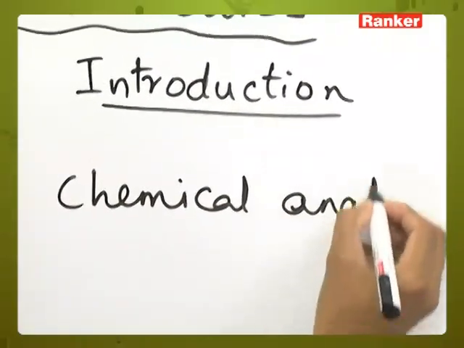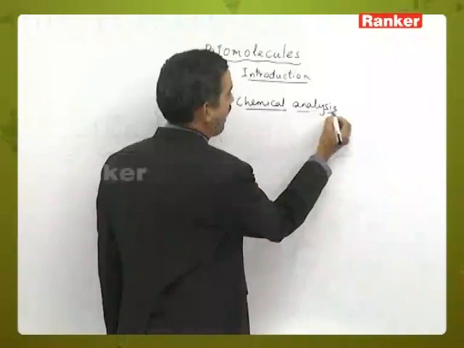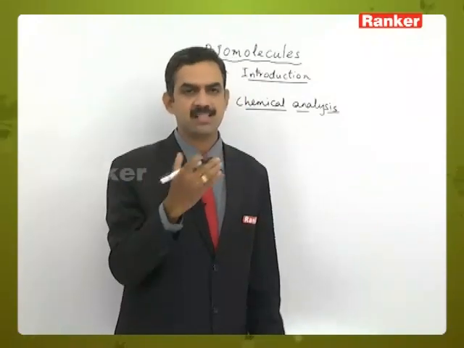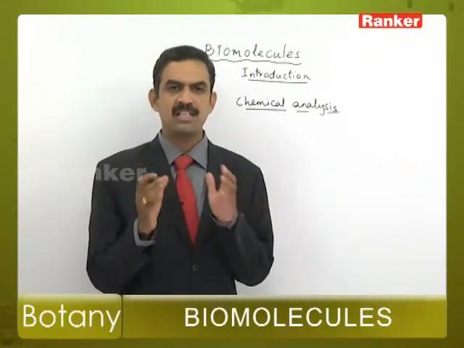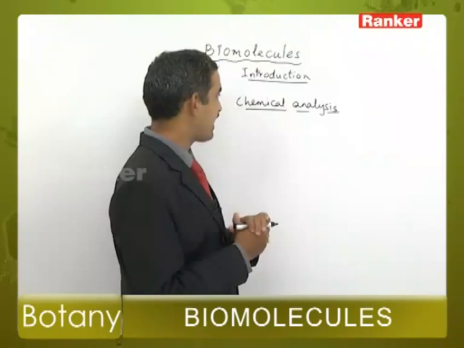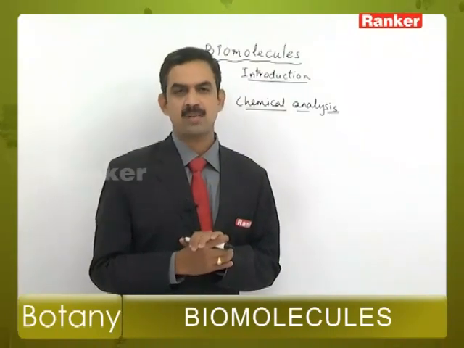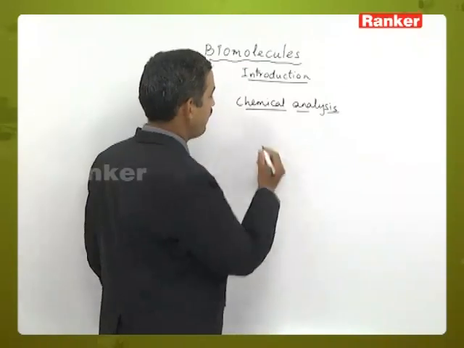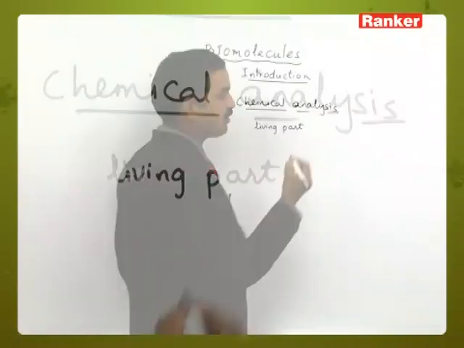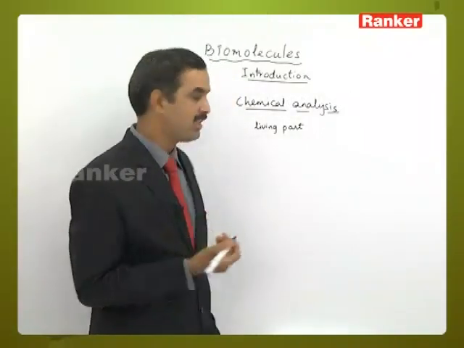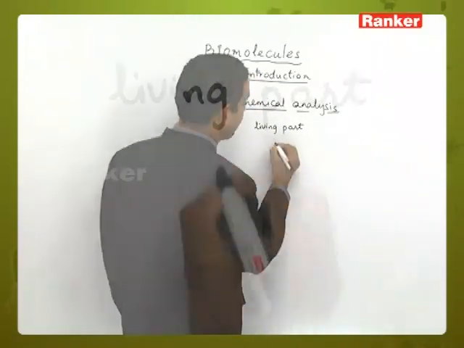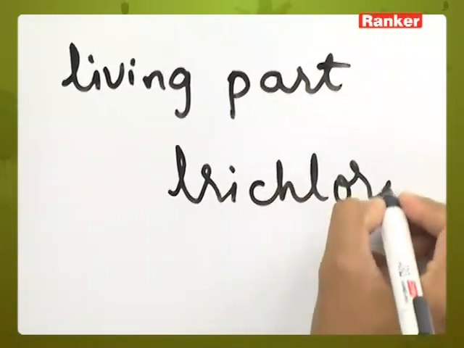Then chemical analysis. After knowing what elements are present and which types of elements are present in a cell, in a living system, or in a non-living system or the earth crust, that is analyzed by a technique called chemical analysis. In this process, if you take a living part of any plant or animal, like the liver of an animal, it has to be crushed, or we can say ground, using trichloroacetic acid.